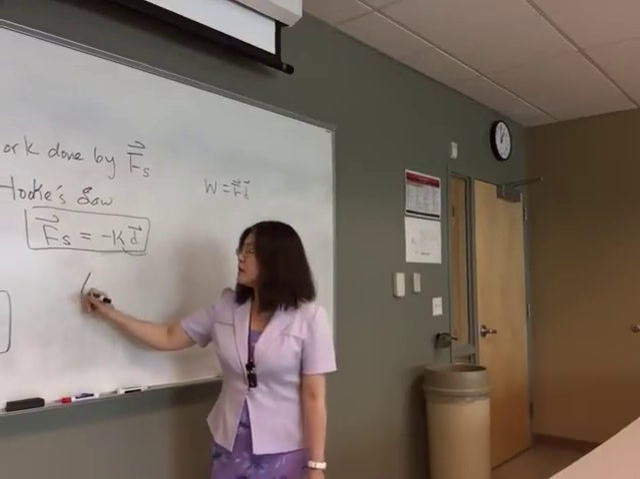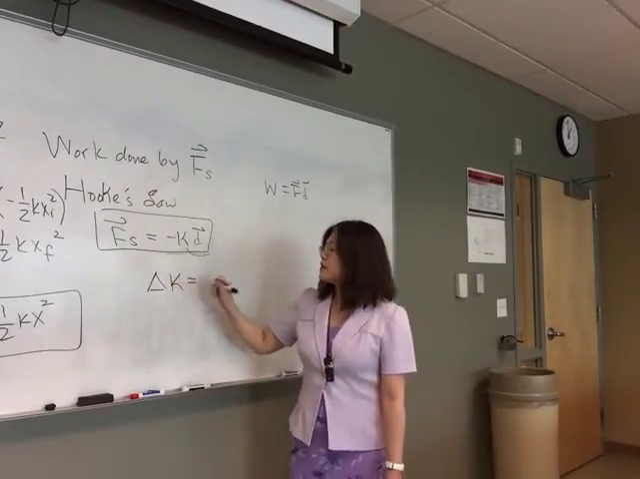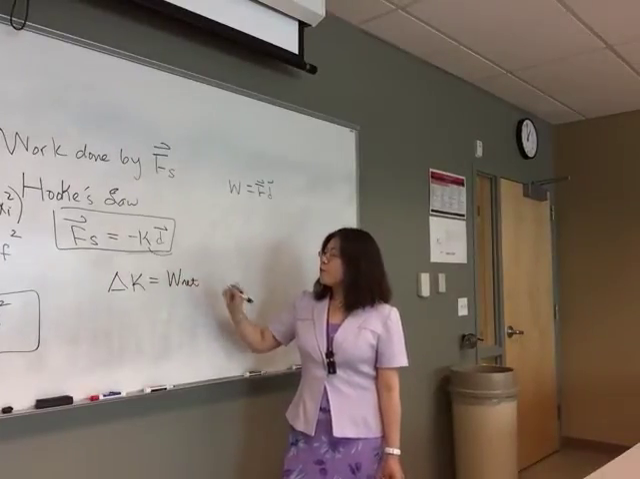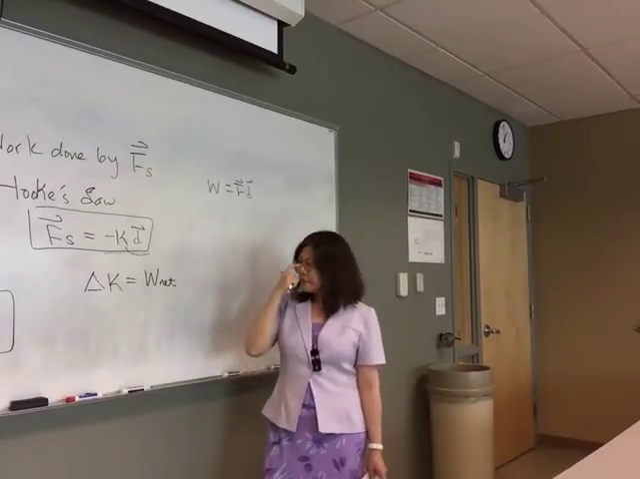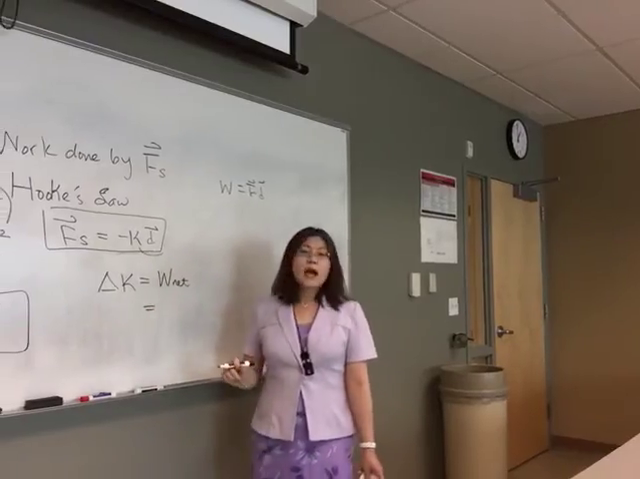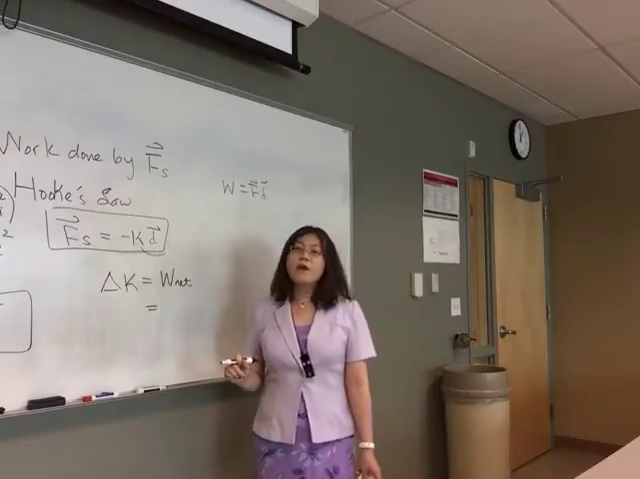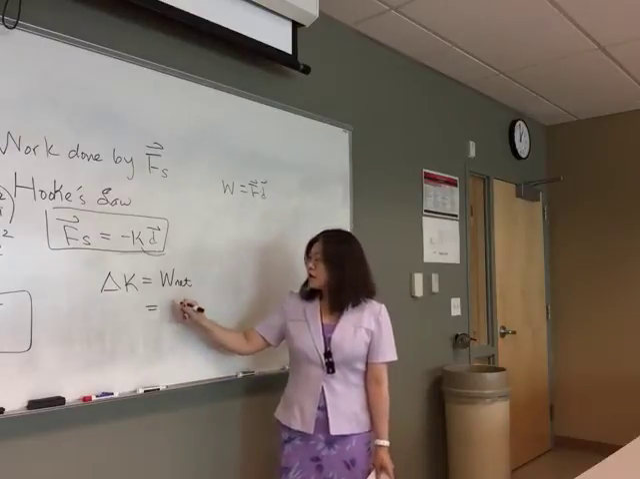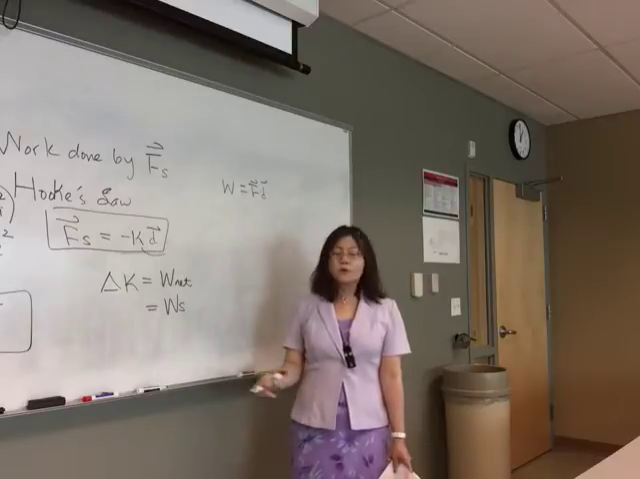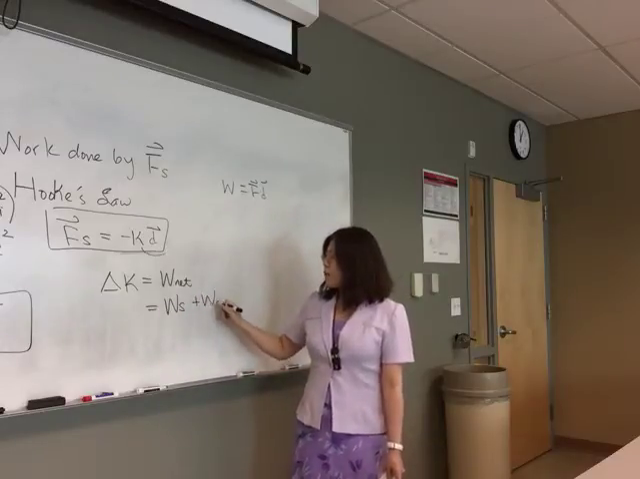If we utilize this equation, the net work done by the forces has to be equal to delta K. In this case, if you now consider the applied force, the net work done consists of two terms: the work done by the spring force and the work done by the applied force.